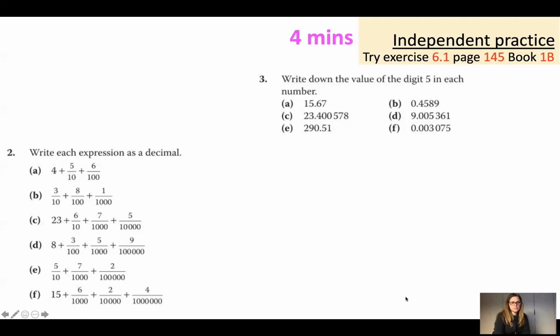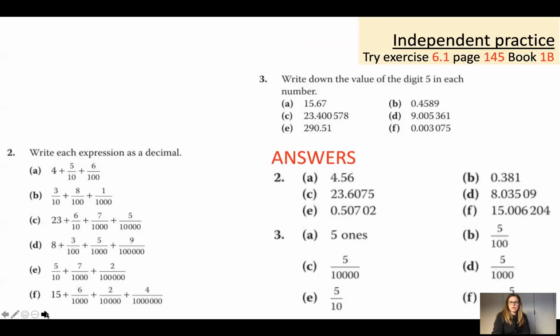And the answers, green pen in hand. Okay, I will leave you to go through those answers yourself. So you just need to pause it and mark and correct your work as necessary.